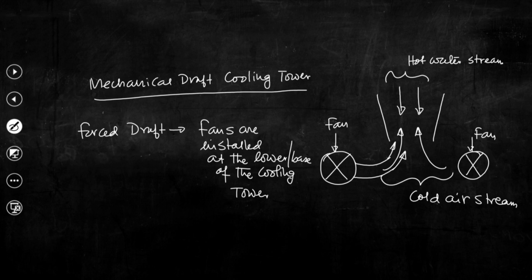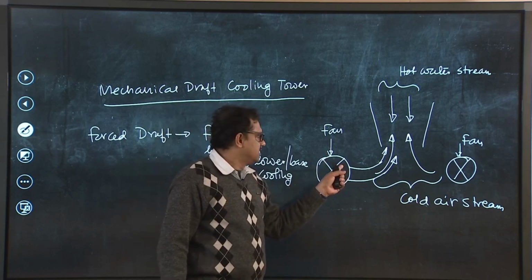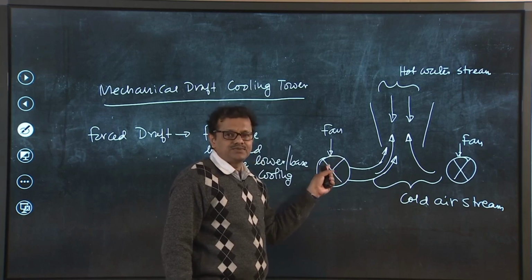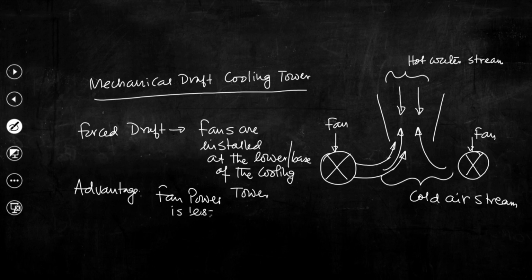So, now what are the advantages and disadvantages of this particular type? Let us discuss. You can understand, since these fans are installed at the base or at the lower part of the cooling tower, these fans are handling cold air. Since these fans are handling cold air, the power that will be absorbed by these fans will be less. So, the advantage is fan power is less as it handles cold air, because this fan is taking air from the ambience.